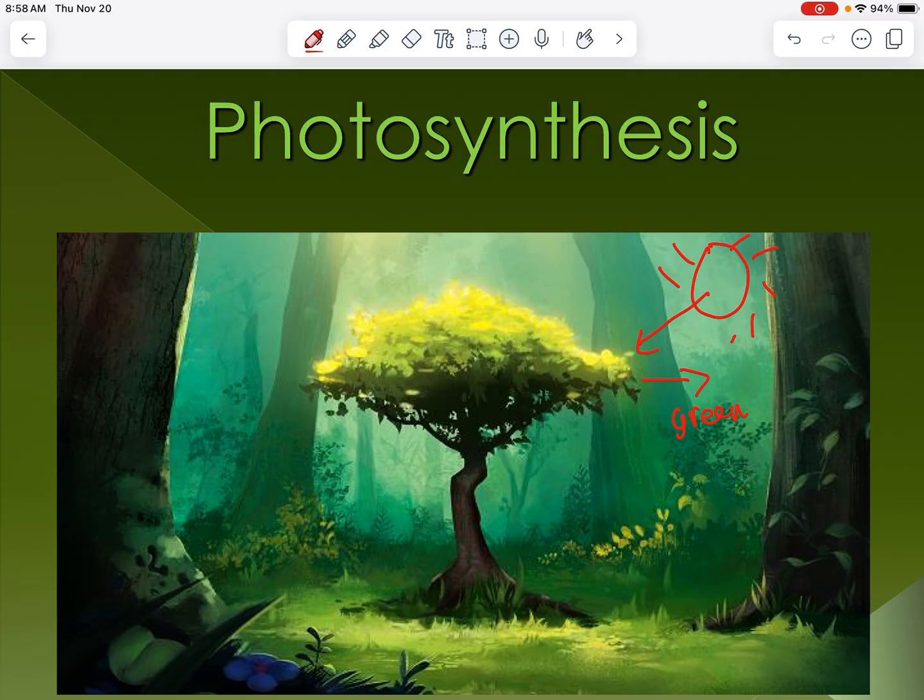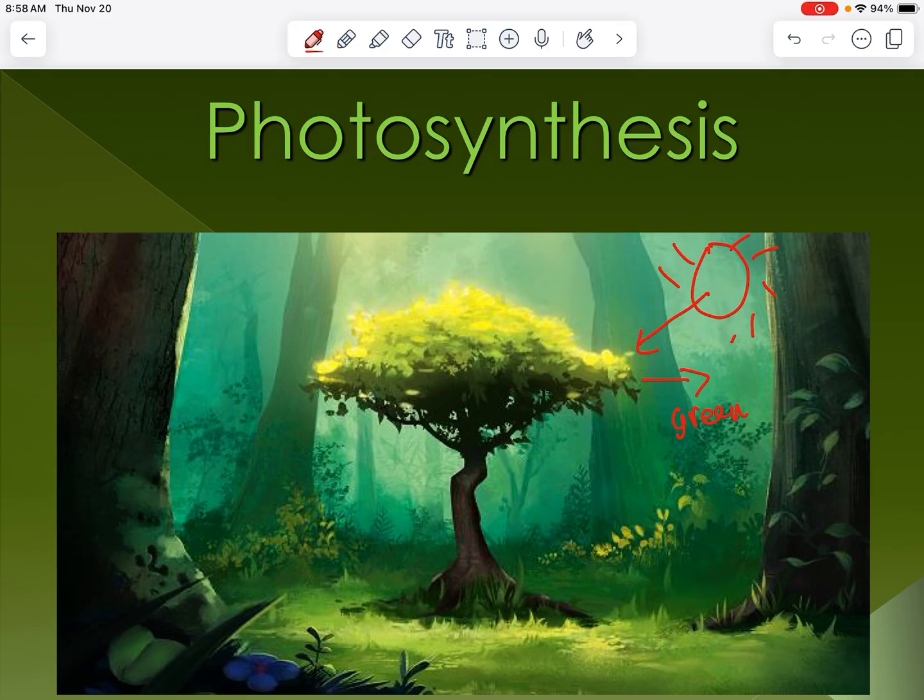What is photosynthesis? Now, don't worry about cellular respiration. We'll talk about that at a later date, but it is kind of a full circle because plants are capable of doing both. We only perform cellular respiration. We cannot perform photosynthesis.